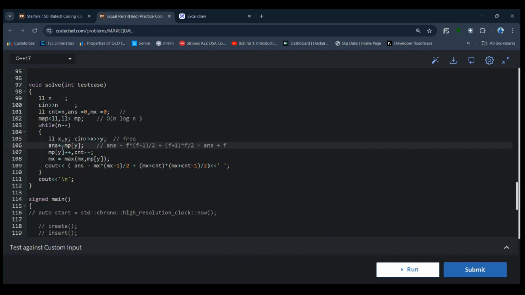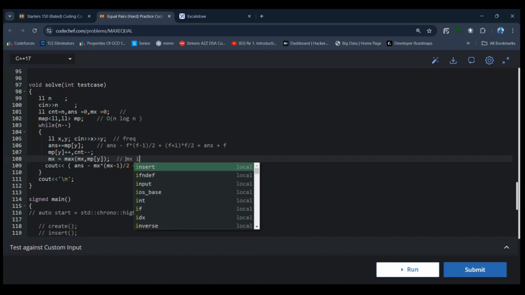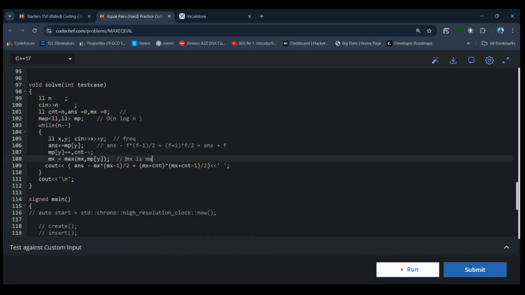So that is what I'm doing here. Map of y gives me the current frequency of y, and I have to increment the frequency of the current element by 1 and decrease the count of 0 by 1, because I would be converting one of the zeros, the zero at the xth index, to this element y. And then I take this max as my maximum frequency so far.